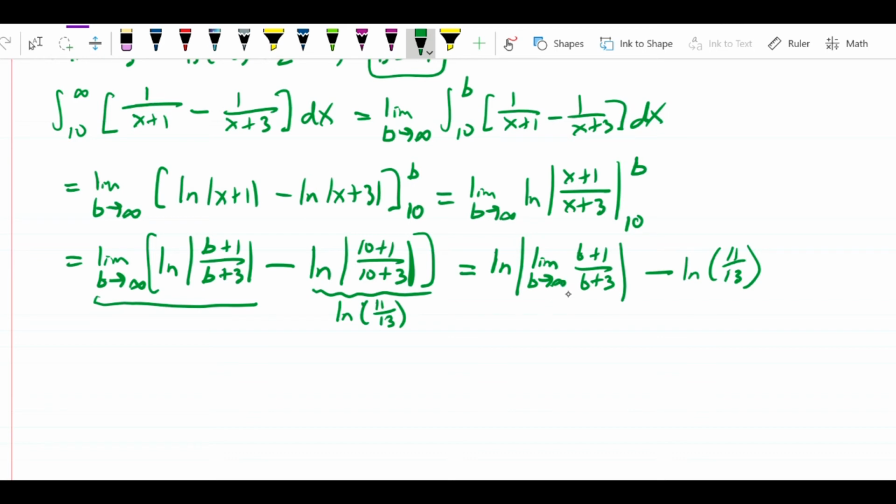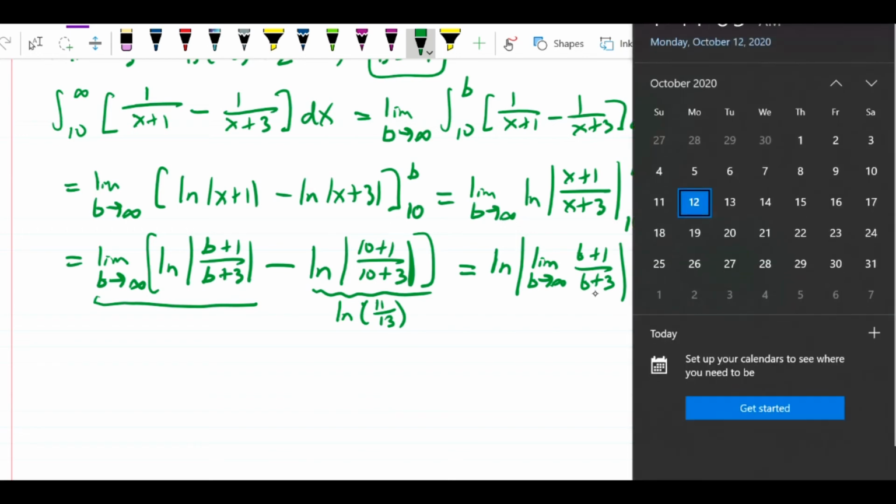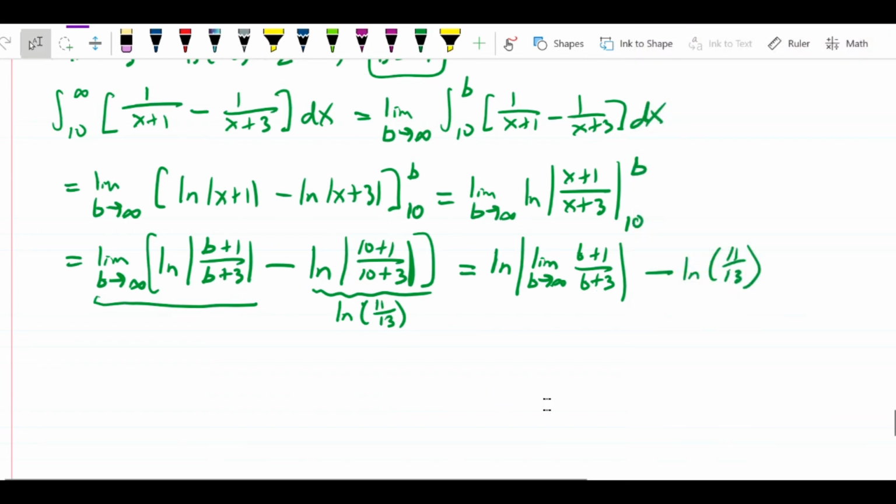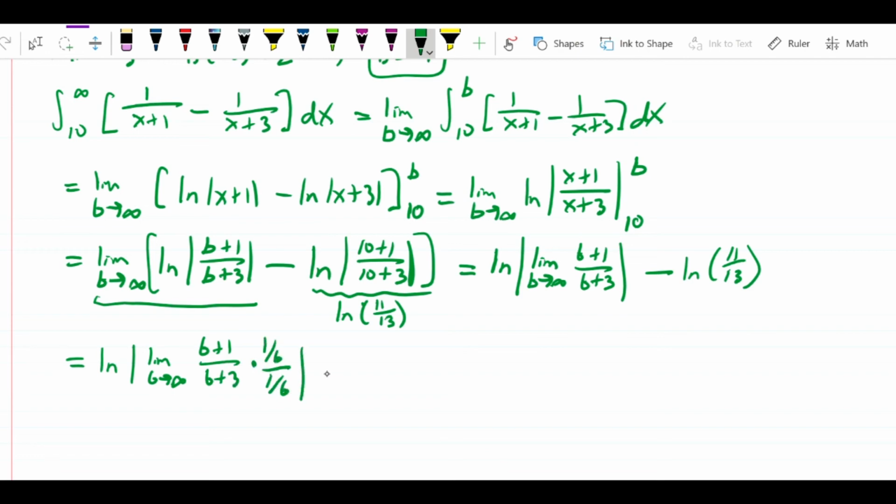Now, this is really just a rational function. Imagine that I had written here the limit as x approaches infinity of (x plus 1) over (x plus 3). You would have said, oh, well, that's easy. I just take the coefficients of the highest powers, and you'd get a limit of 1, and you'd be right. If you want to do this the old-fashioned way, we can say this is ln of the limit as b approaches infinity of (b plus 1) over (b plus 3) times (1 over b) over (1 over b), and I've got to keep the ln of 11 over 13 here.